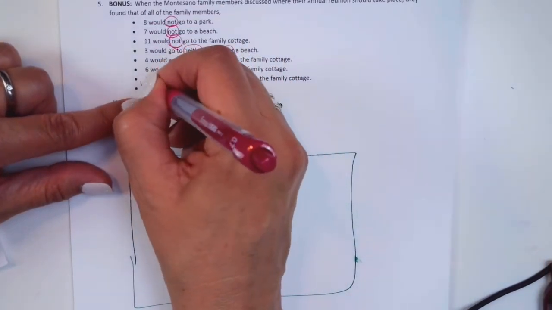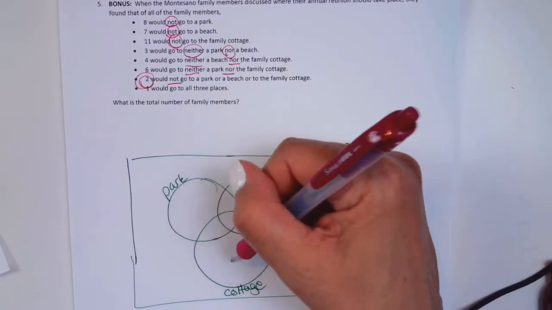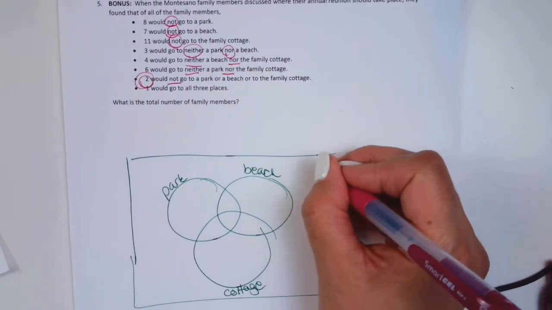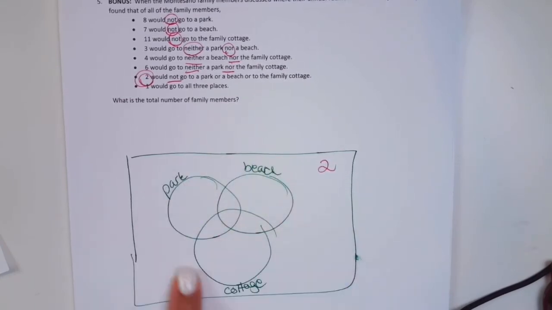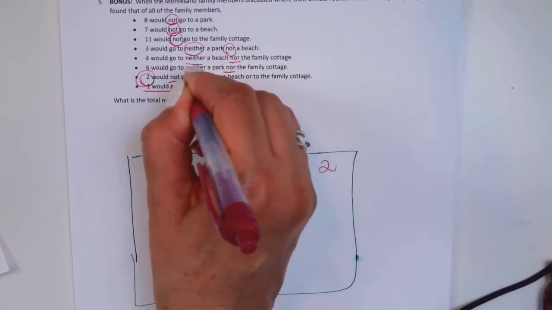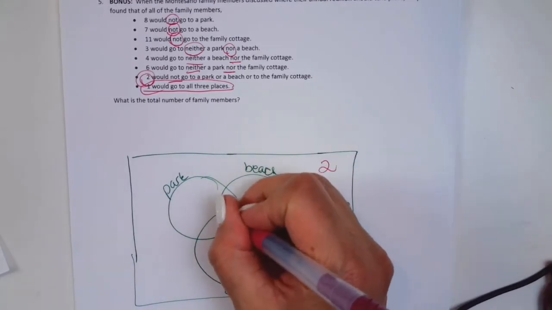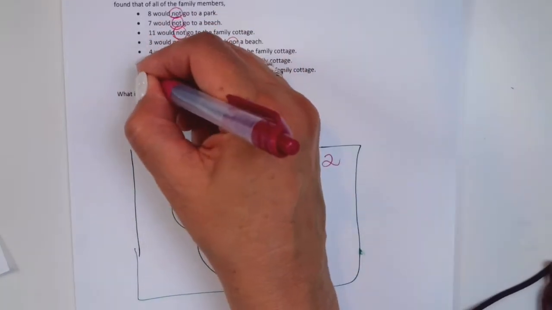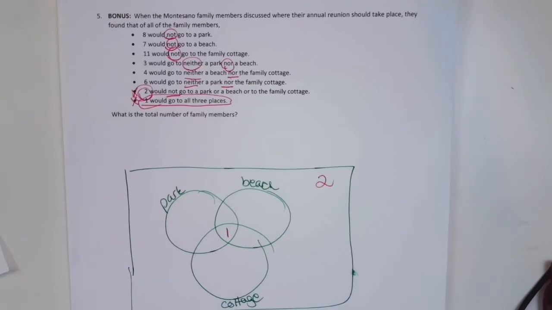So what would this 2 be? 2 would not go to a park, a beach, or a family cottage. So basically we would cover all these 3 circles. So the 2 means that they're in this universal set. They don't want to go anywhere of these 3. And then we would have 1 would go to all 3 places. So that 1, of course, goes in the middle because that 1 would go to all 3 places. So that's the intersection.